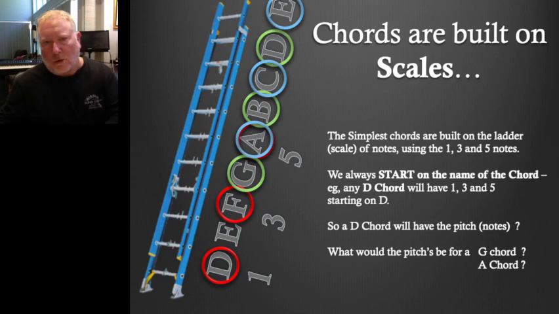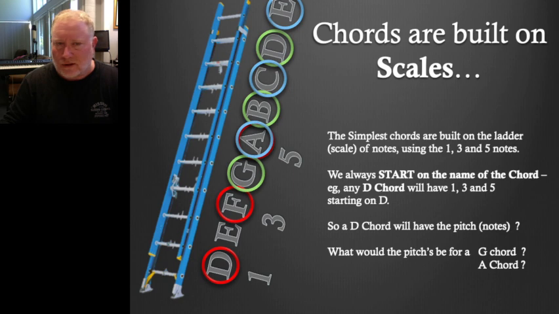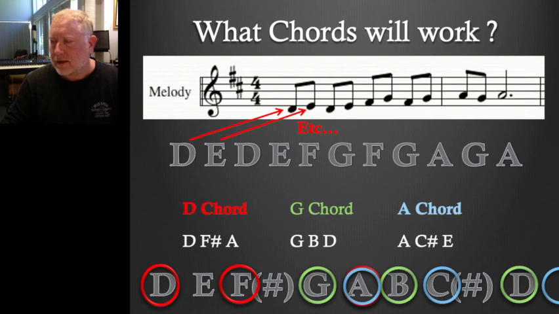So that's how chords are built on scales. We just take the 1st, the 3rd, and the 5th note of the name of the chord we're starting with. So a D chord, start with D, skip a note, F, skip a note, A. Or if we're doing a G chord, G, skip a note, B, skip a note, D. Or if we're doing an A chord, A, skip a note, C, skip a note, E. Simple explanation, chords are built on scales.